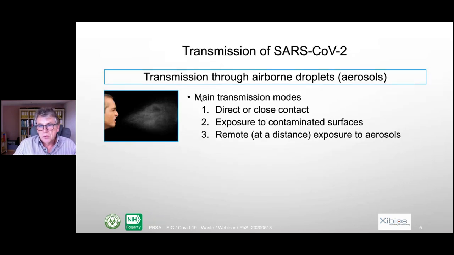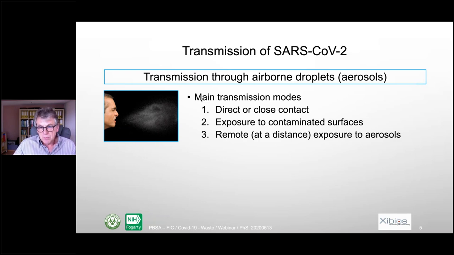One thing that is important to know is the transmission modes. Actually, transmission is through airborne droplets. So droplets are parts of aerosols, meaning droplets that stay in suspension in the air and can be moved with the air. The main transmission modes, based on transmission studies and epidemiology, is first direct or close contact. So people who live together, who touch each other, who talk to each other very close and so on. In that case, there is a high risk of transmission.